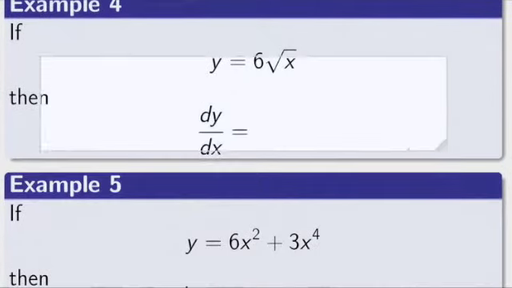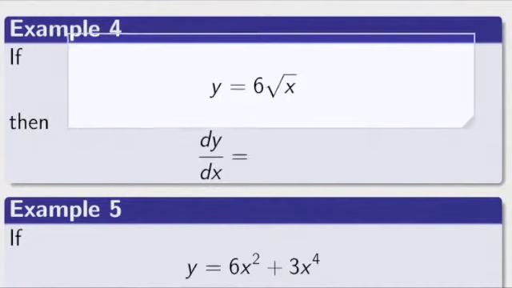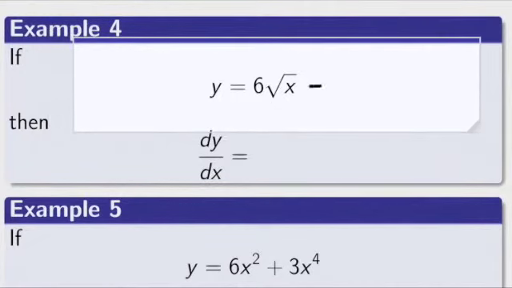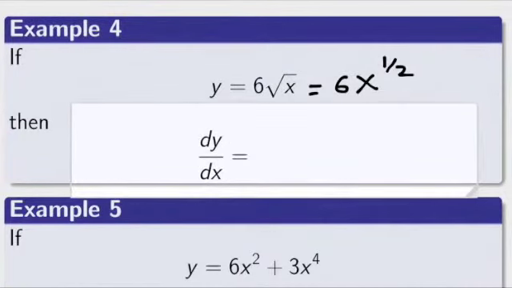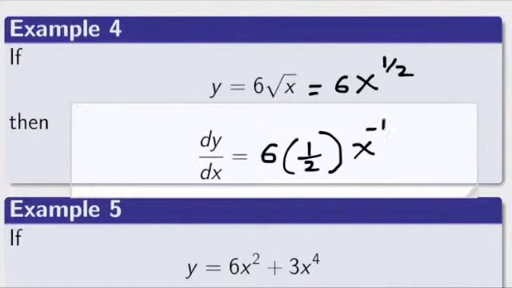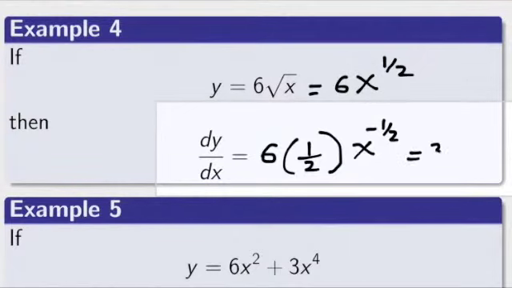Let's look at another example. Here we have y equal to 6 square root x. It's convenient to write square root x as x raised to the power half. And let's differentiate y with respect to x. So dy dx, we drop the index to the front, so we have 6 multiplied by half, and x, we subtract 1 from the index, so half minus 1 is minus a half. So we have the answer 3x raised to the power minus half.